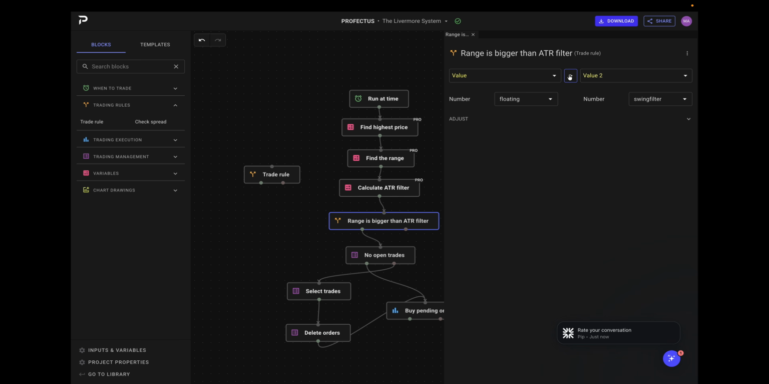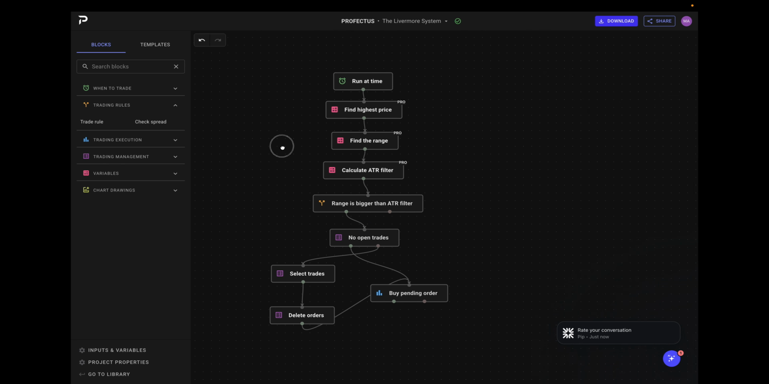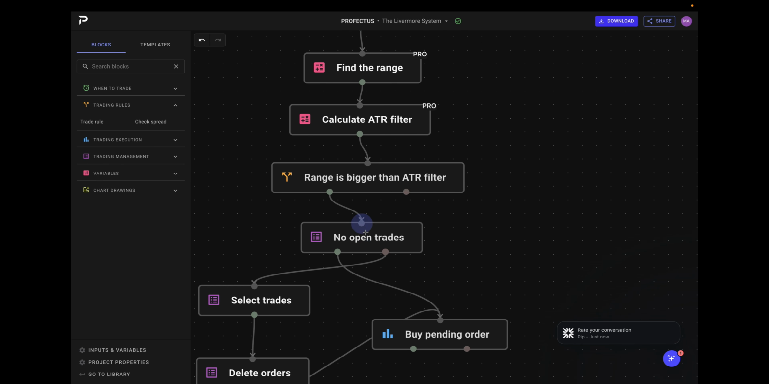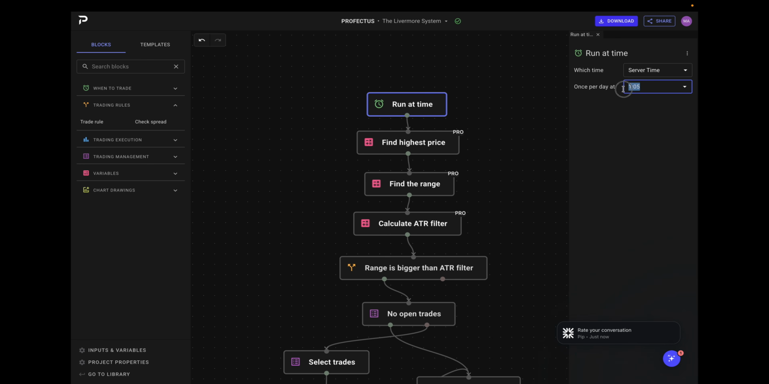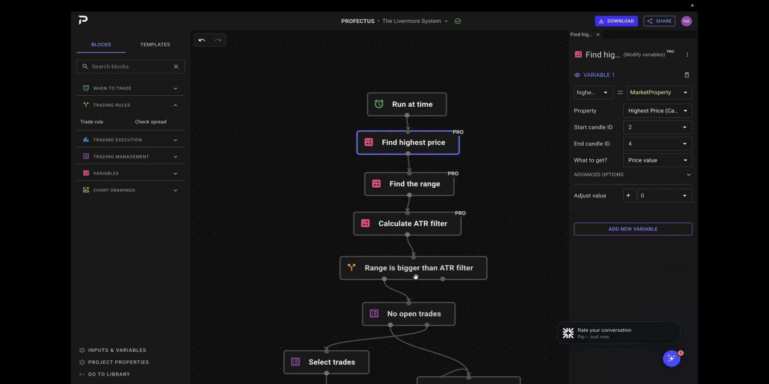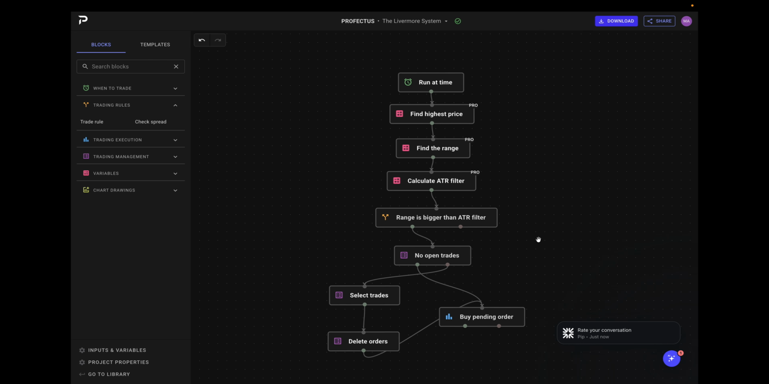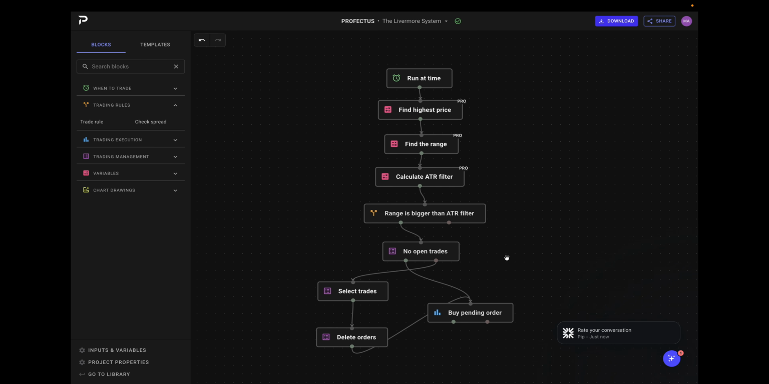We have floating is above swing filter. If that is true, we continue to the next block. If it is false, we don't do anything. This block will run 5 past 1 again and do everything, calculate everything again, and look tomorrow or whenever for the next trade.